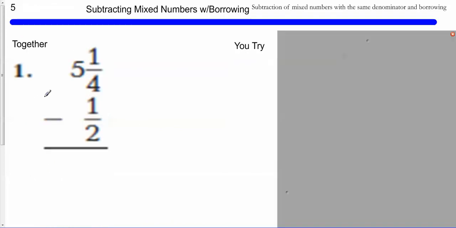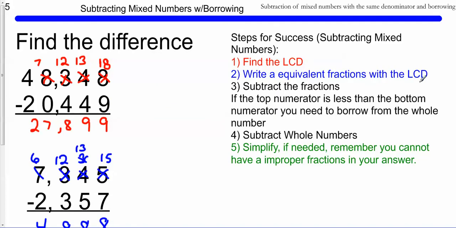Okay, so here's my first thing I need to do. Just like with any other fraction problem, I need to find a common denominator. Okay, find a common denominator. Step 1. My common denominator was 4, so I'm going to multiply them both by 2. Okay, so after I find a common denominator, write equivalent fractions. Did that. Now I need to subtract.